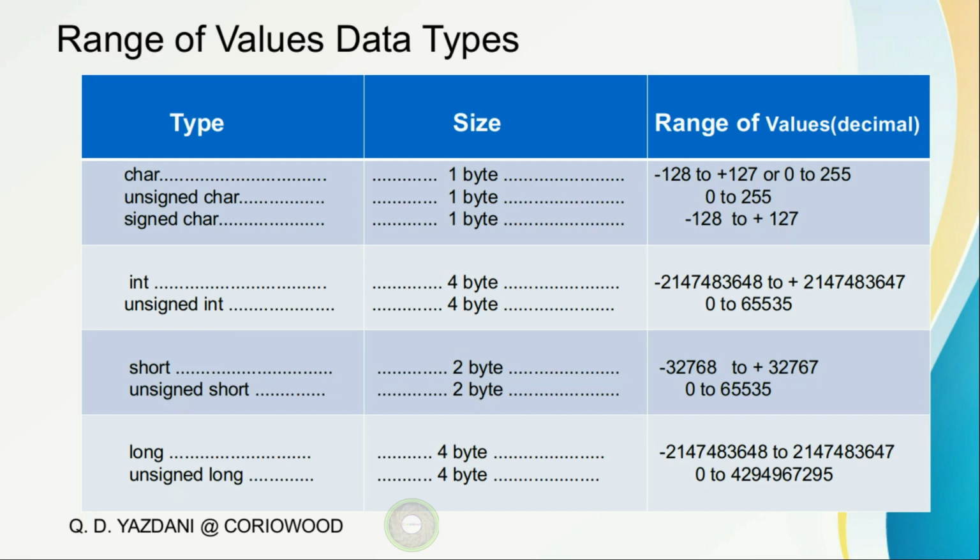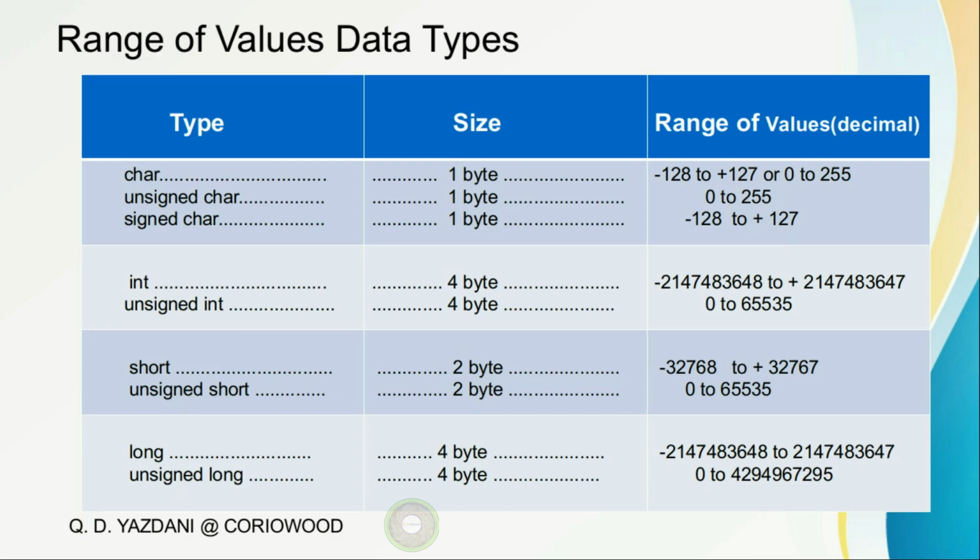And the next one, we go to int. Int is 4 byte, and I think it goes from minus 2 billion (-2,147,483,648) to plus 2 billion. And unsigned int is also 4 byte. It goes from 0 to 65535. That's the range of this int.